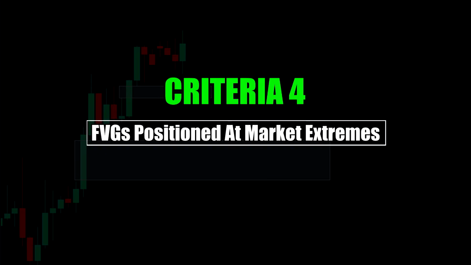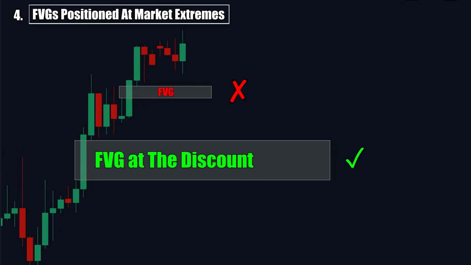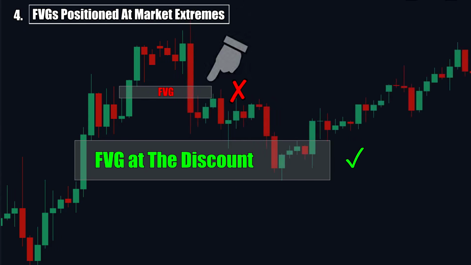And the last criteria is FVGs positioned at market extremes. Fair value gaps located at market extremes tend to offer the most reliable setups. These areas, either at the top or bottom of a market swing, are far more important than FVGs that appear in the middle of a trading range.